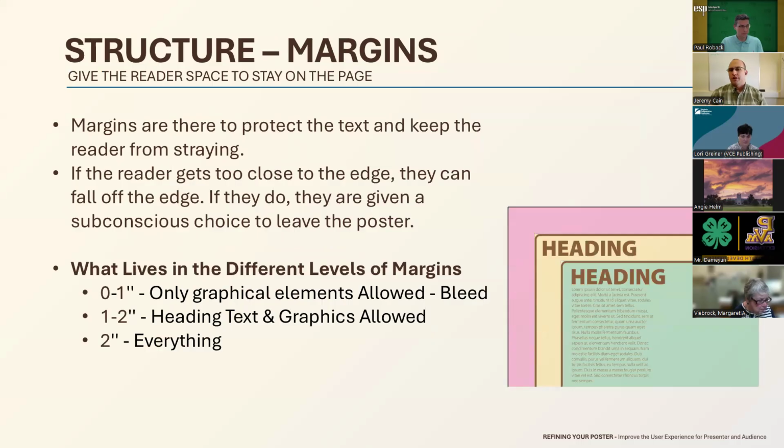So first thing you're going to do is your margins. Margins are there to protect the text and keep the reader from straying. If the reader is reading a line of text or looking at an image and they get too close to the edge, their eye can fall off the page. So if they're reading, it takes a fraction of a second for their brain to realize, I've reached the end of this sentence and I need to go back to the beginning of the next one. If their eye wanders and hits the edge of the page, that gives them the subconscious choice that they can leave the page.